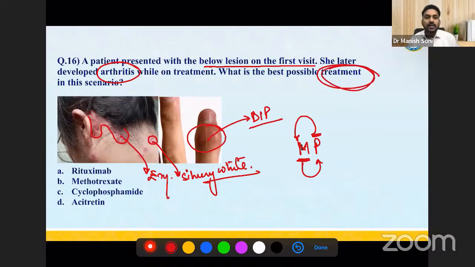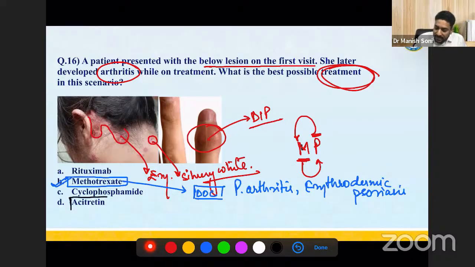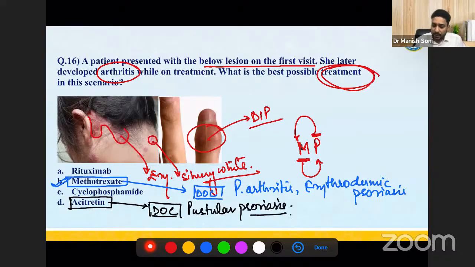What is the treatment? So I told you, what is the treatment for psoriatic arthritis? Yes, it is methotrexate. So methotrexate is the drug of choice for psoriatic arthritis as well as erythrodermic psoriasis. So answer becomes methotrexate. Acitretin is the drug of choice for pustular psoriasis. So for pustular psoriasis, it is acitretin.